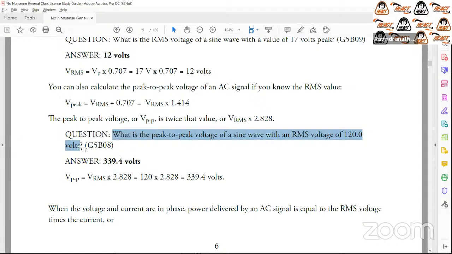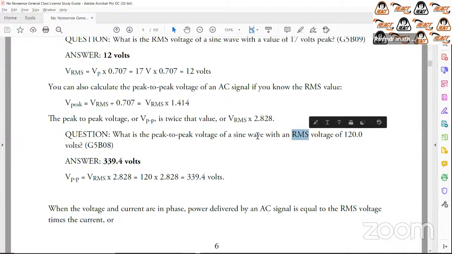What is the peak-to-peak voltage of a sine wave with an RMS voltage of 120 volts? Okay, so they're trying to tie us up here again and telling us about a sine wave. But we know a sine wave simply means alternating current in our context. The other clue is that we're talking about RMS. So it has to be alternating, right? So what are we to solve? What is the question? What is the peak-to-peak voltage?